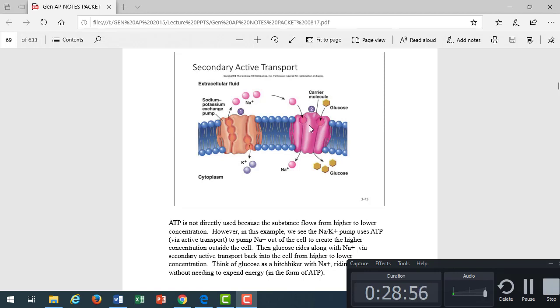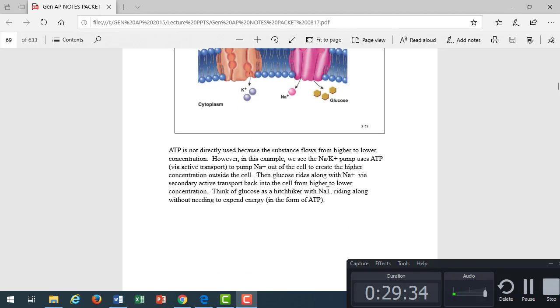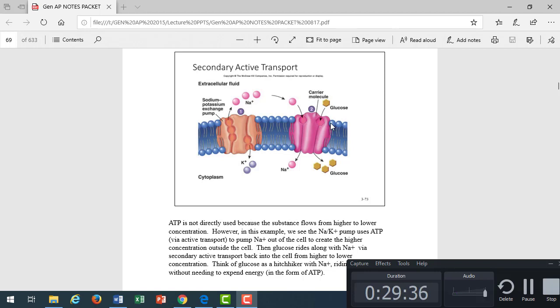So I kind of think of it like a taxi. Sodium is paying the taxi fare, and glucose is riding along, because sodium is going from high to low concentration here, and glucose is going from low to high, and it's riding along. So this one does not require ATP, but this one does. And sodium wouldn't be riding in if it wasn't in higher concentration because of this pump. So it's not directly using ATP, but it's using another protein that is requiring ATP. Glucose, like I say here, is like a hitchhiker. It's riding along with sodium, but it's not directly using ATP.